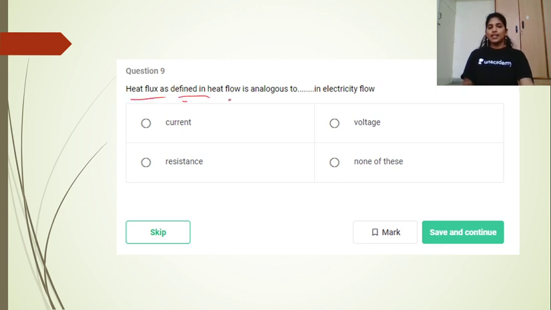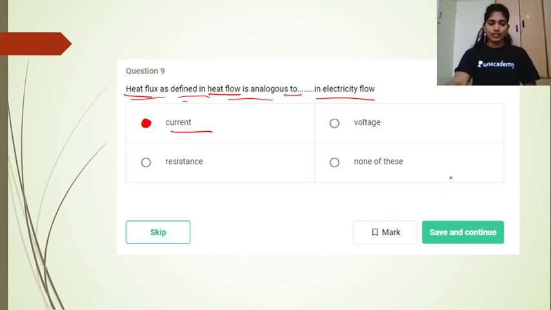Heat flux as defined in heat flow is analogous to dash in current flow. In electricity flow, what is the thing that is transferring? It is current, right? So in heat flow we discuss the heat flux, and in electricity flow we discuss current. So current is the correct option. Next question. In mass transfer, mass flux is the term which is analogous to the heat flux.